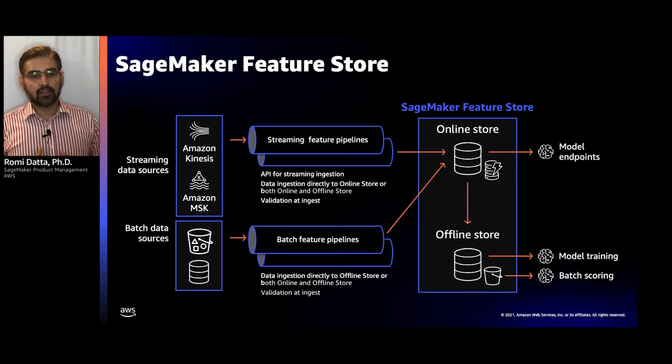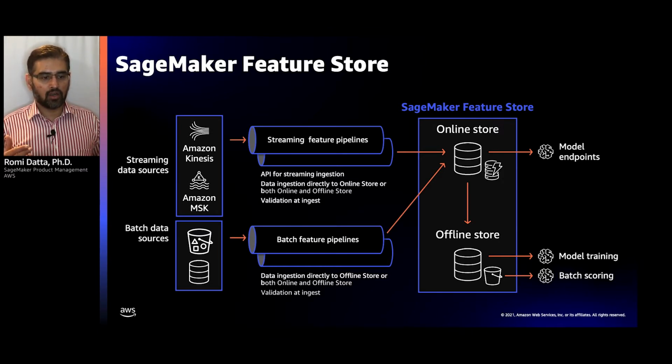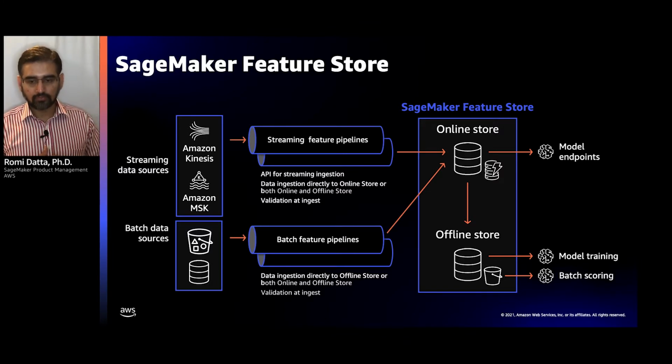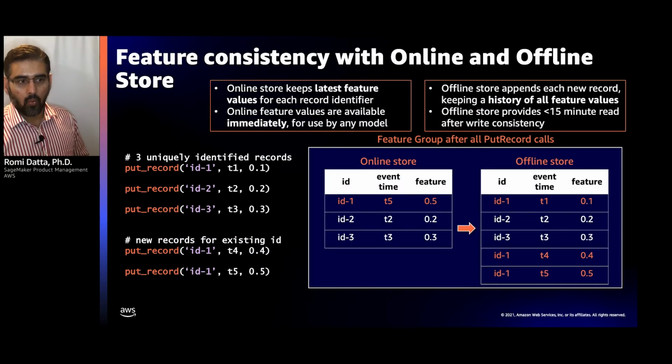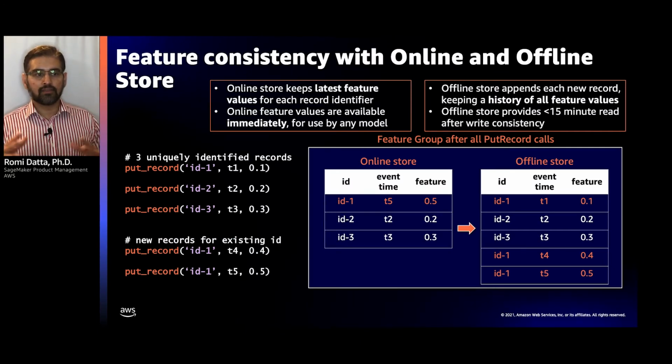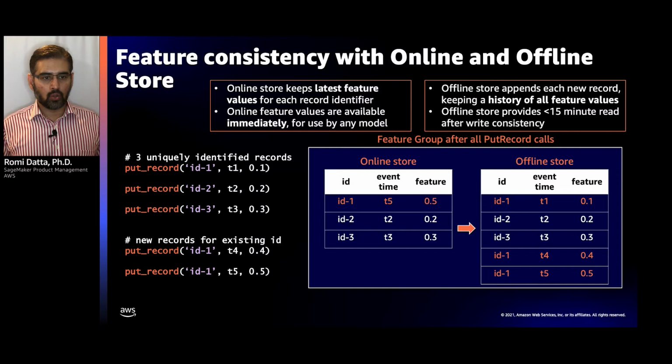You can ingest data into your feature store through a streaming feature pipeline, which could be from Amazon Kinesis or Kafka, or from a batch feature pipeline where you could use something like Amazon EMR to ingest data into the feature store. When you ingest data into the feature store, we maintain feature consistency between the online and offline store. And this in turn helps minimize training inference skew.